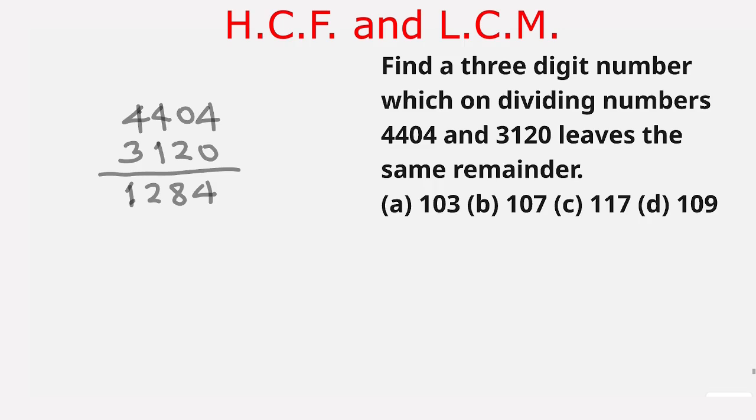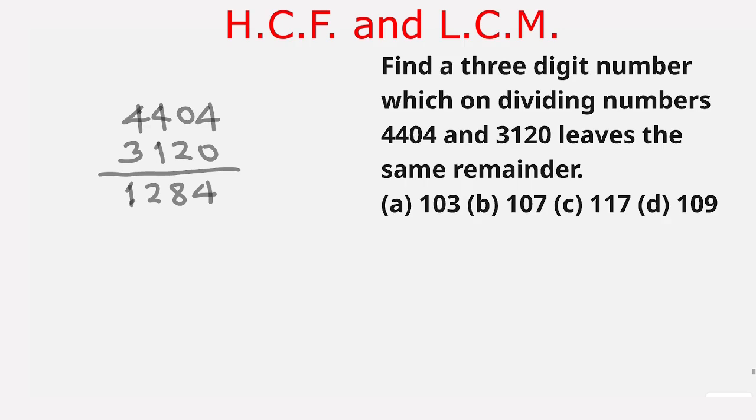So 1284 is exactly divisible by 107. Option C, 117. 17 doesn't divide the last two digits 84. So 117 doesn't divide 1284 exactly. Similarly, option D, 109. 9 doesn't divide 84, the last two digits of the number 1284.